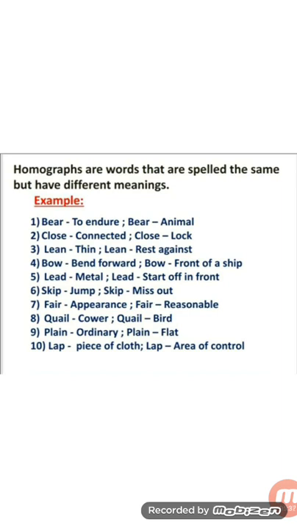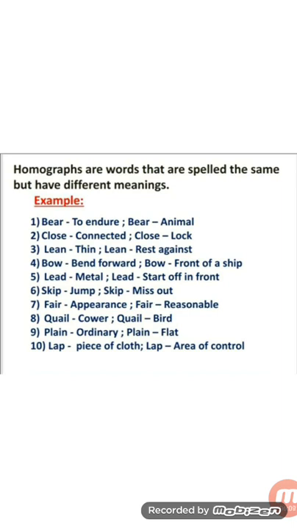Okay. Next, lap. Piece of cloth is also called a lap. Area of control is also called a lap. I hope you all have understood what are homographs. See children, you have to find out more examples. आप अपना दिमाग चलाओ और ज़्यादा एग्जाम्पल्स कलेक्ट करने की कोशिश करो. So here we have done almost 10 examples. Homographs are words that are spelled the same but have different meanings.